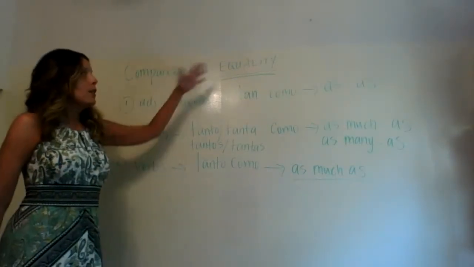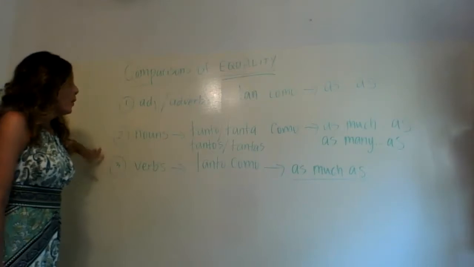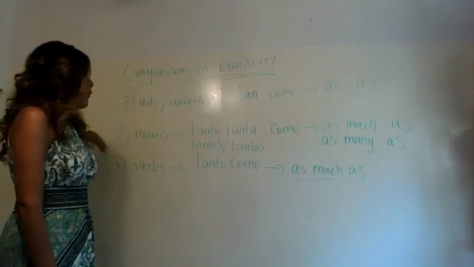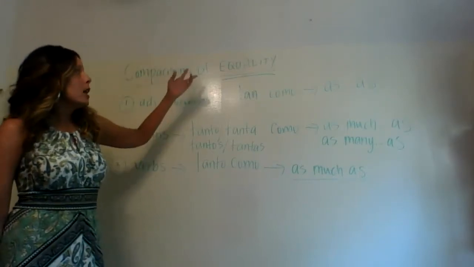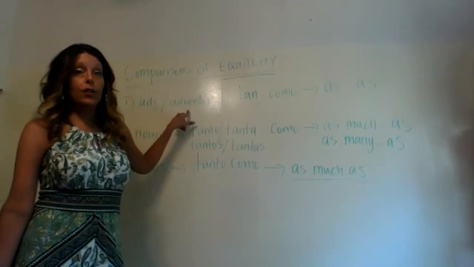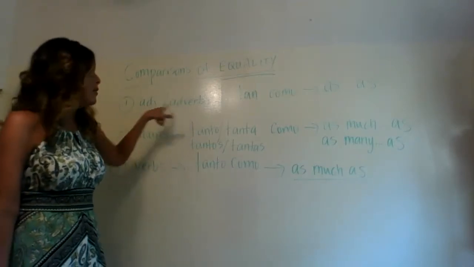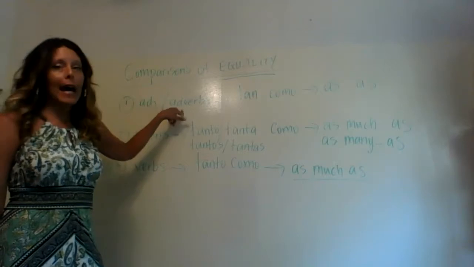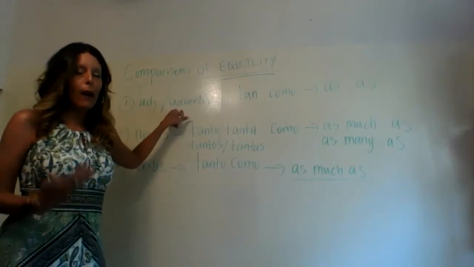So with comparisons of equality, these are the three different ways in which they're used. The first way is we use comparisons of equality with adjectives and adverbs. Remember that adjectives describe people, places, and things. So adjectives describe nouns, and adverbs describe verbs. So how a verb is done.